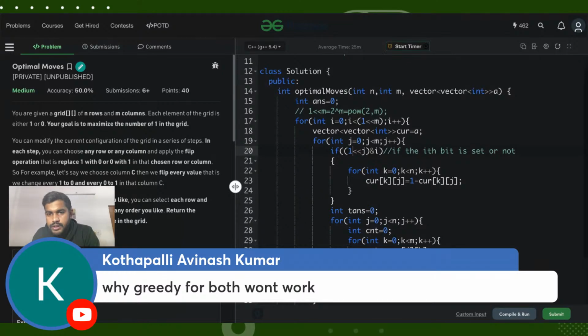Sir, matrix. So no, we don't need to return the matrix in the same state. Why? Because we just need to return the maximum number of values we can have.